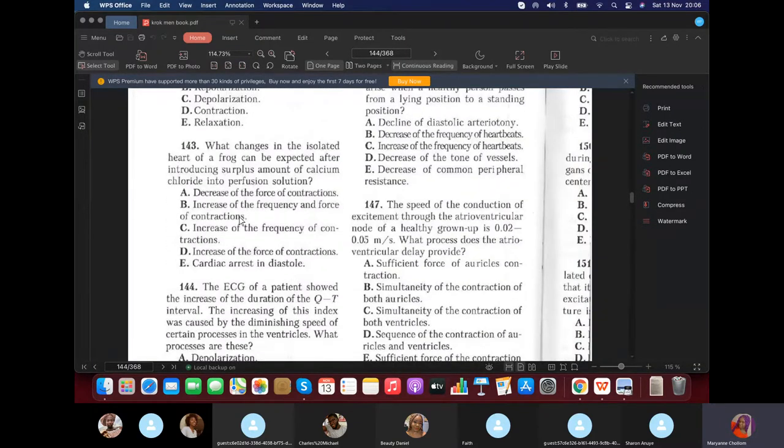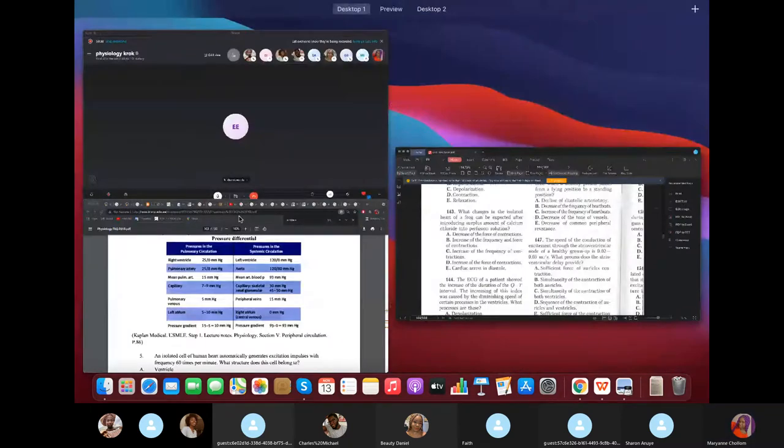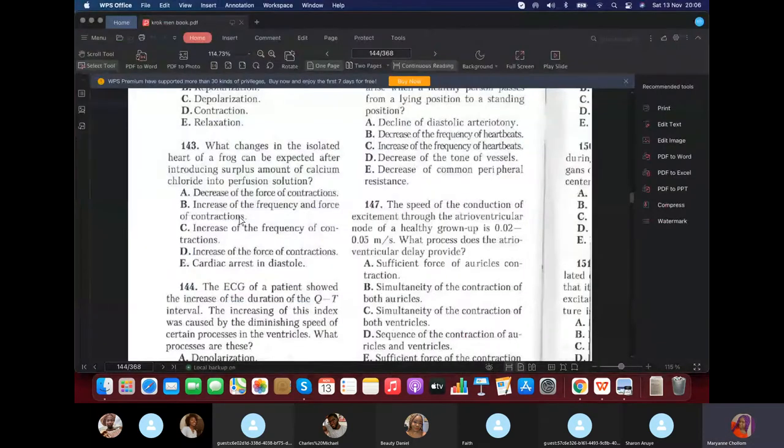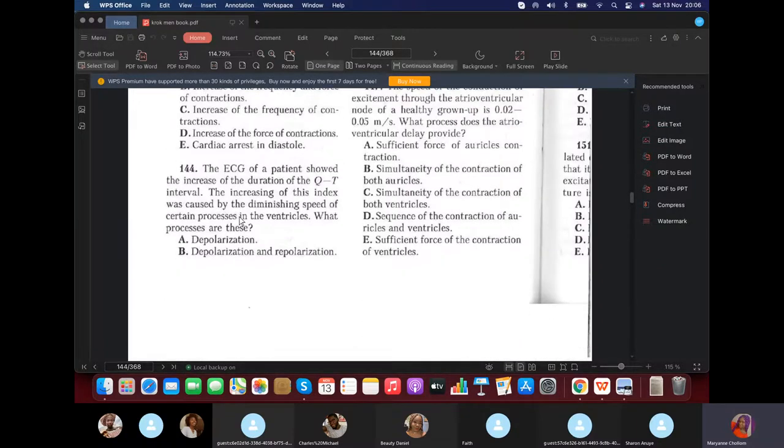143. What changes in the isolated heart of a frog can be expected after introducing a surplus amount of calcium chloride in the perfused solution? We started late, so that's why we're adding extra time. We just did this. Increase in the frequency and force of contraction.